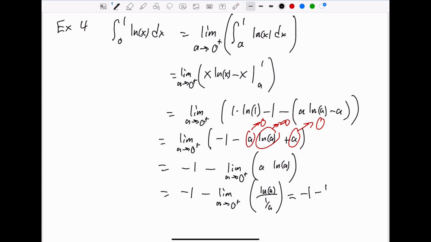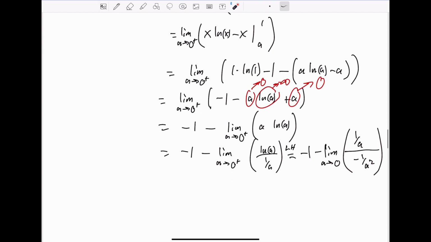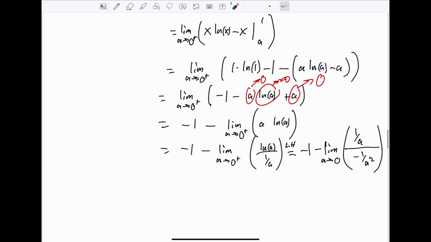So I have negative 1 minus the limit as a approaches 0. The derivative of natural log of a is 1 over a. The derivative of 1 over a, well, that's a to the negative 1, so it would be negative 1 times a to the negative 2, negative 1 over a squared. This is from L'Hopital's rule. Now I have a complex fraction here, fraction over a fraction. I don't like that very much. So when I have a fraction divided by a fraction, I invert the denominator and multiply.